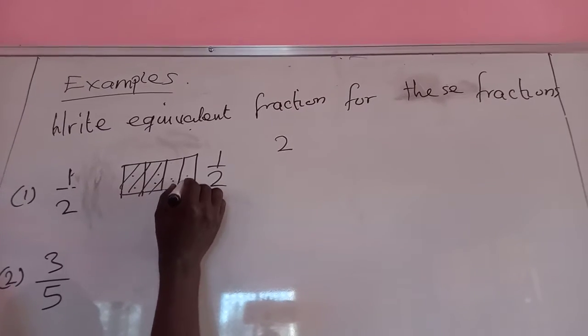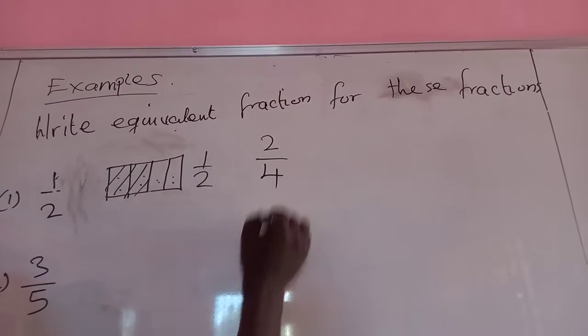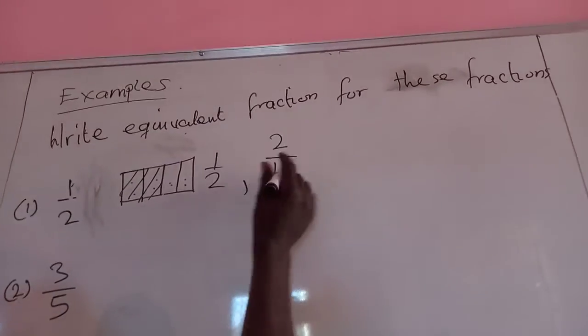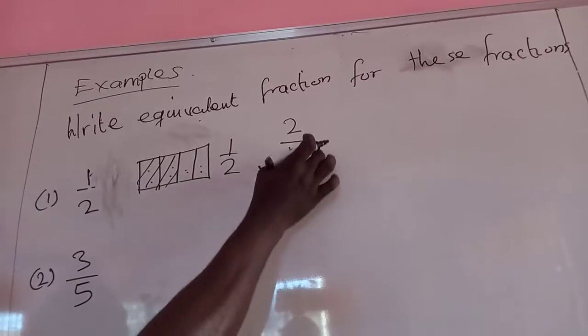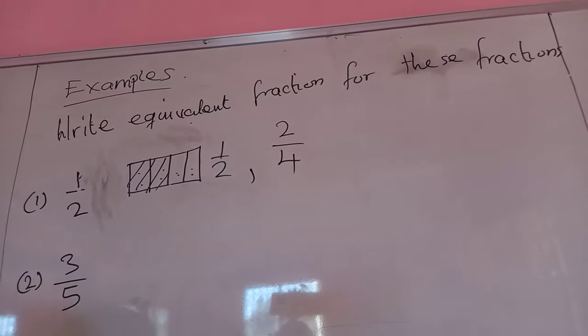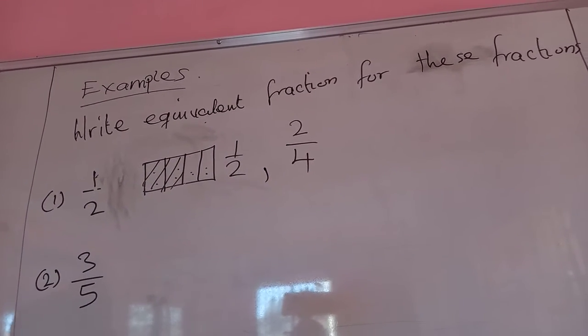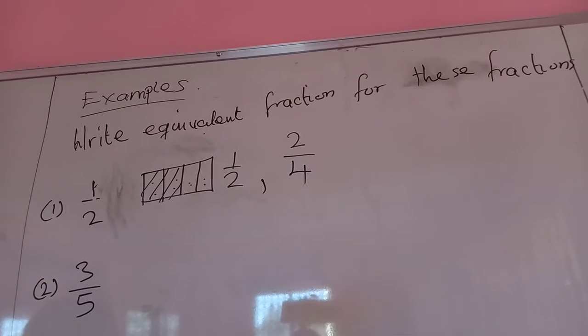1, 2, 3, 4. Become what now? 4. Now 4. So this now is equivalent to this. It means the value is the same. Though it's not the same fraction, the value is the same.